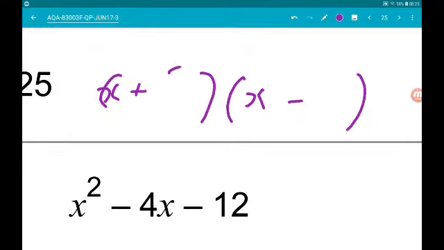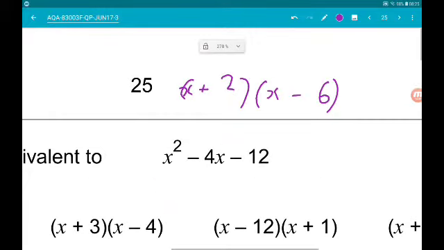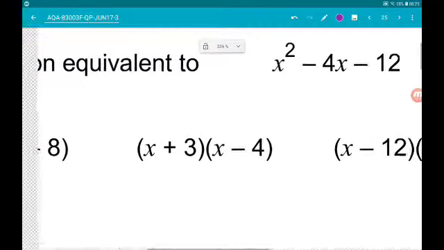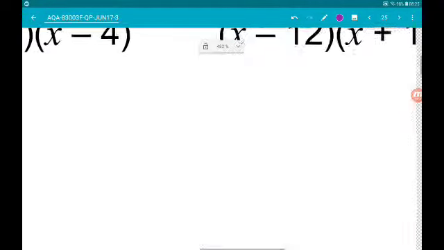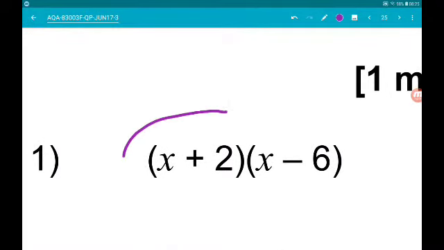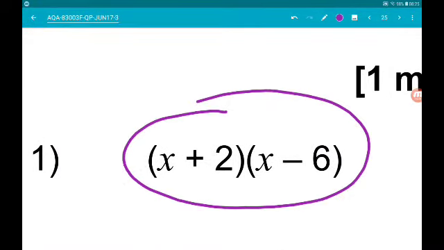If we put 2 there, and a minus 6 there, minus 6 times 2 is minus 12, minus 6 add 2 is minus 4. So this is our guy. Cool.